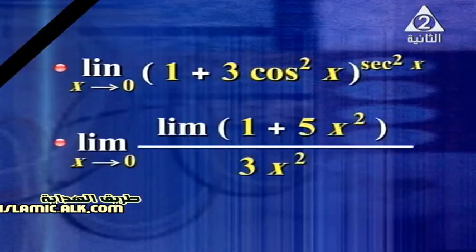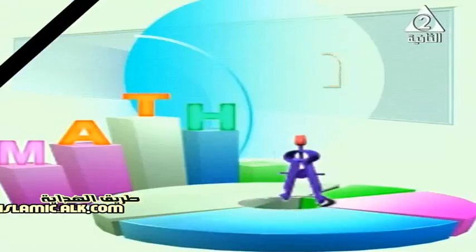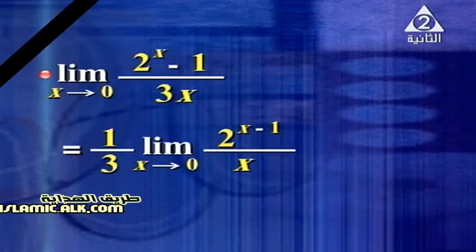Number 5, find the limit when x tends to 0 of 1 plus 3 cosine squared x, all to the power of sec squared x. Number 6, limit when x tends to 0 of 1 plus 5x squared, all to the power of 1 over 3x squared. Look at the solution. At first, limit when x tends to 0 of 2 power x minus 1 over 3x is one third multiplied by the limit when x tends to 0 of 2 power x minus 1 over x.